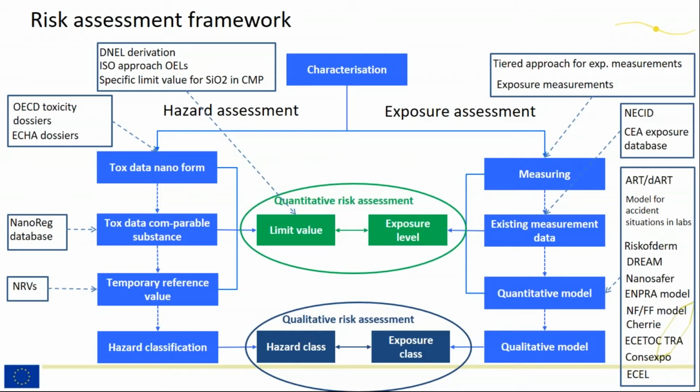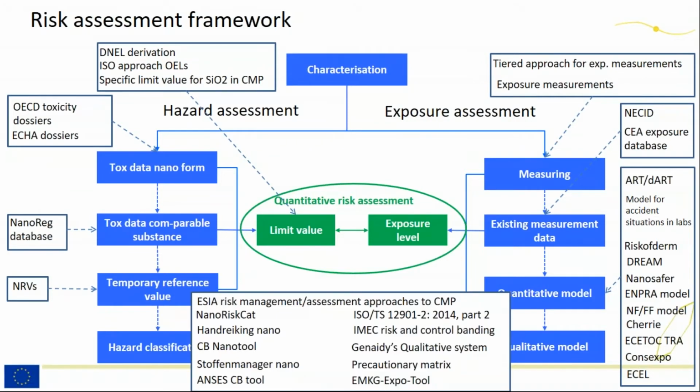Now, having seen this, we also know that in practice, people hardly ever start with the best method to do risk assessment. In most cases, we start with a control banding or risk banding approach. And if we can show that it's apparently safe, then we don't continue. But if we cannot demonstrate that it's safe, we will refine our assessment. So in practice, we will go through this framework from the bottom up.